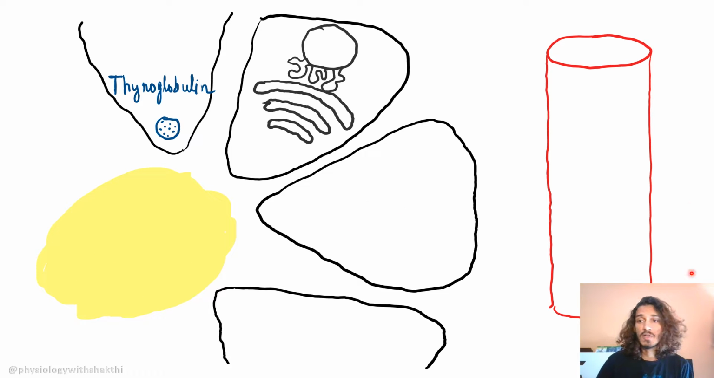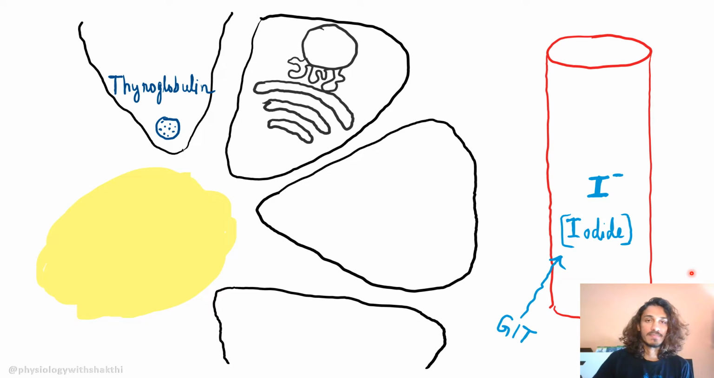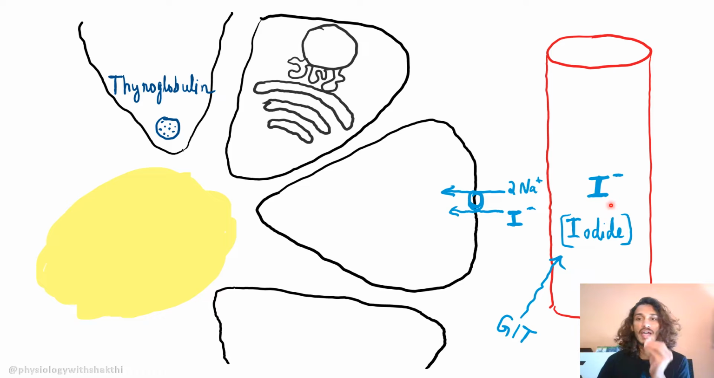Now, your iodide is usually absorbed from your GIT. Once it is absorbed, it reaches the thyroid through the blood vessel. So the first step is for iodide to get into the follicular cell. This is what is called iodide trapping. This involves a sodium and iodide co-transporter. So two sodium and one iodide. That is how it is transported inside.